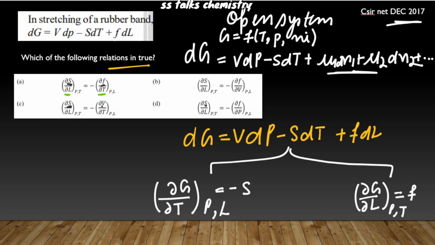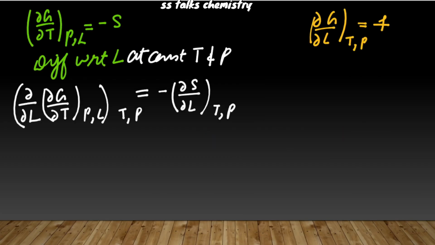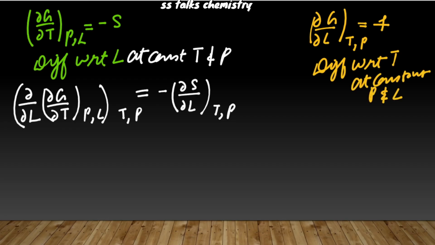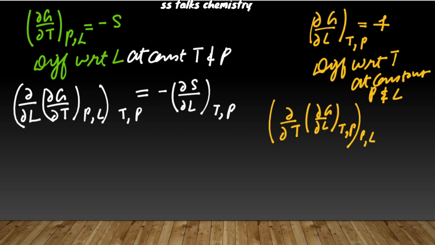So now we need f upon the T value. Differentiate this with respect to the temperature at constant P and L. So we get del by del T of del G by del L at constant temperature and pressure. This differentiation we have done at constant P and L. This is equal to del f by del T at constant P and L.